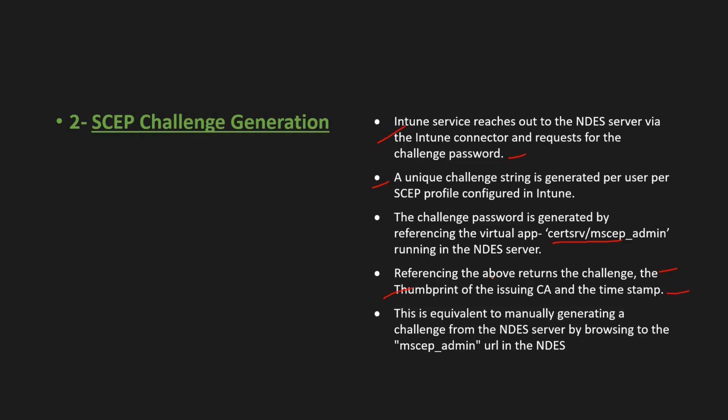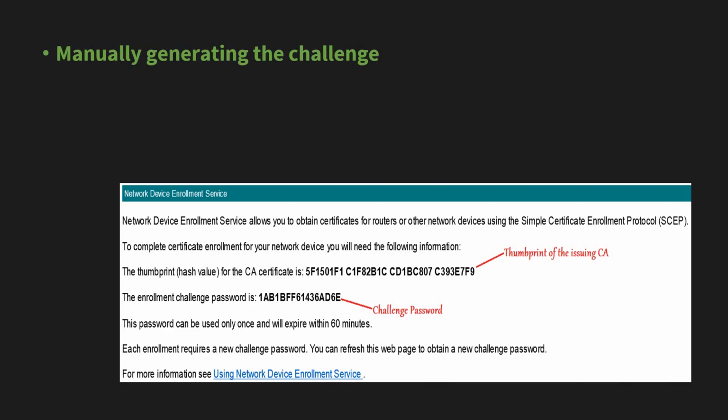The timestamp is important because, as we have seen in the case of Amazon as well in our analogy, there is a time to live for the password. And that is exactly what is happening over here. It's returning the challenge password, and it's returning the timestamp. This is equivalent to manually generating a challenge password as well. So if we go to the NDES URL, we can manually generate a challenge password, wherein it shows this is the challenge password and this is the thumbprint of the certificate. Now, in this case, this is happening automatically, but this can be done manually as well.